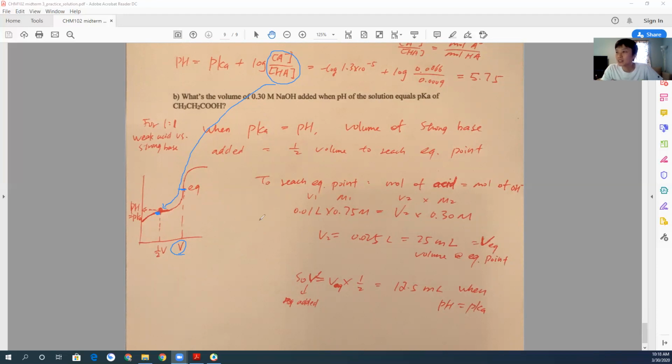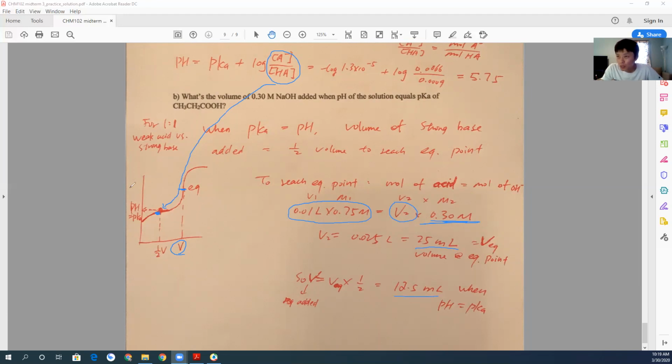the weak acid. So you start with this much of weak acid. Using M1V1 equals M2V2, this is the acid, and this is the concentration of the base. So this is the amount of base required to achieve that equivalence point. That corresponds to 25 milliliters. So half of that is 12.5.